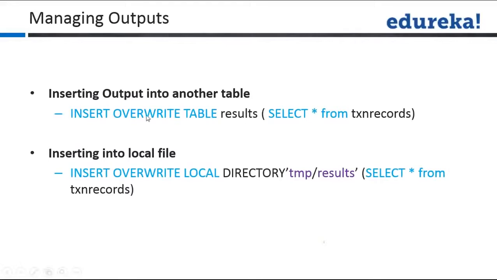A very important thing supported here is inserting output into another table. So insert overwrite table results select star from transactions: you select star from a table and insert into a different table. Similarly, you can insert the result into a directory as well. You can take the transactions and put them into a temporary local directory too. So that's also supported. You can use the output of one table and put it in another table, or you can even move it into a local directory.